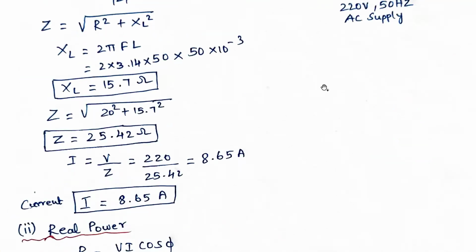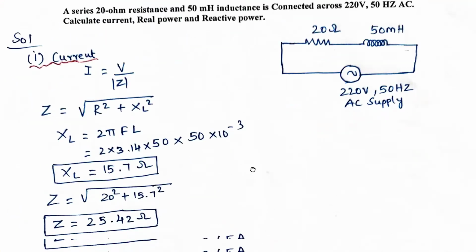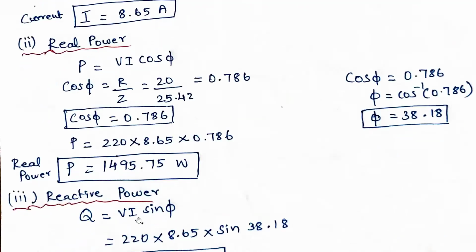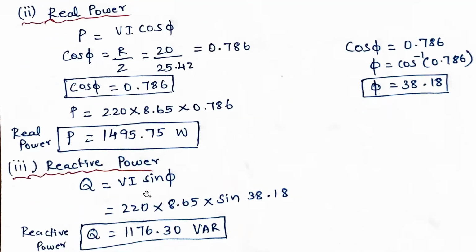Now we need to find out the reactive power also. Reactive power is equal to VI sin phi. Q is equal to VI sin phi. So from cos phi we can easily find out phi. So cos inverse of 0.786. So we can easily find out phi as 38.18. So VI into sin phi.